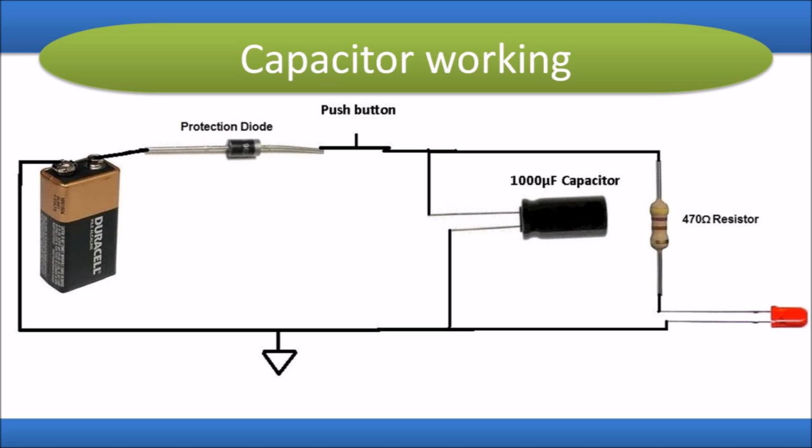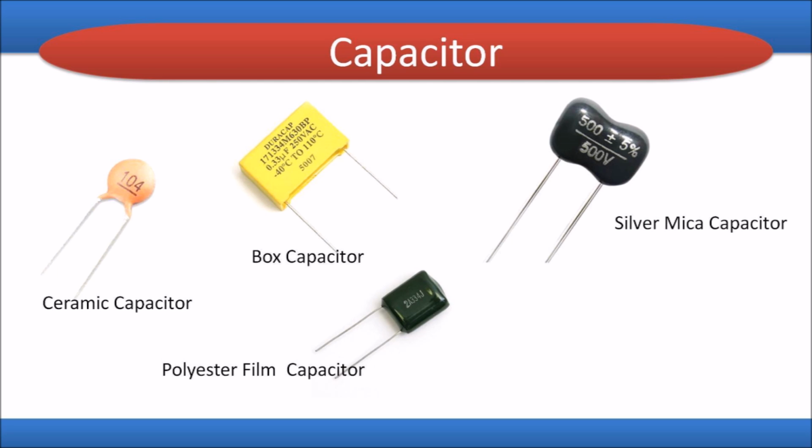Now let us see some other types of capacitor like ceramic capacitor, box type capacitor, polyester film capacitor and silver mica capacitor. AC capacitor and silver mica capacitor is non-polar type and it is used in DC power supply.